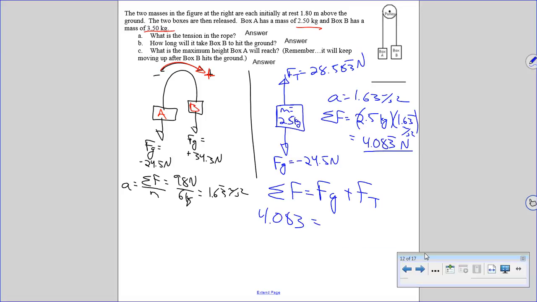That's got to equal our gravity, which is negative 24.5 plus the tension. And then how do you solve it? You add, right? So that's why your sign switches. Good, you guys? So if the algebra is going to help you, by all means do that. And I think honestly you're less likely to make a mistake if you take time to do that. So it's probably safe. Yeah, Alex.